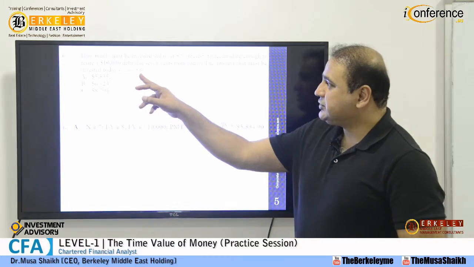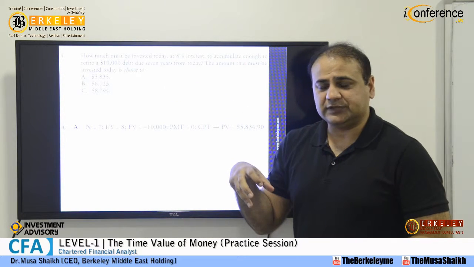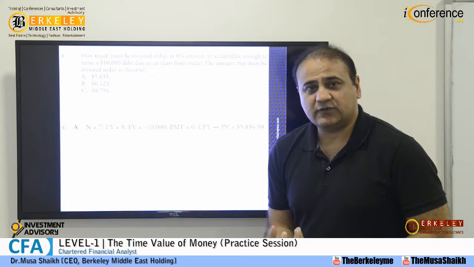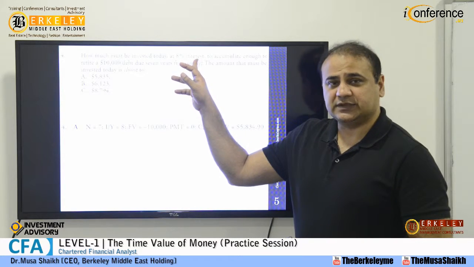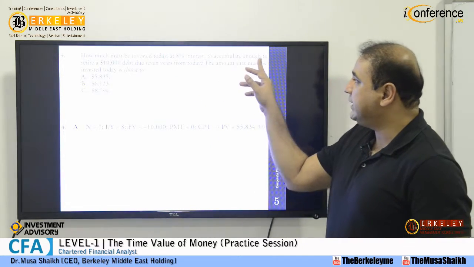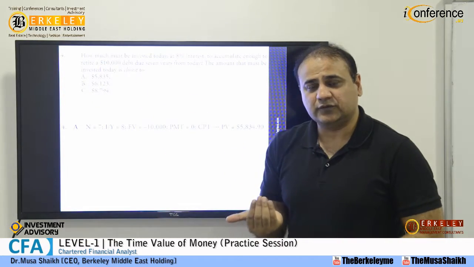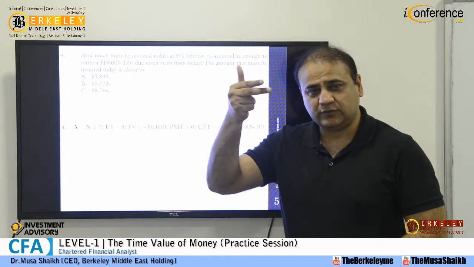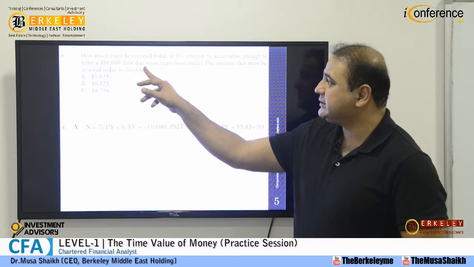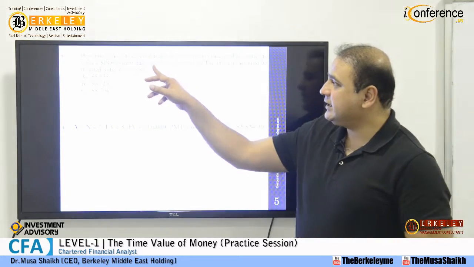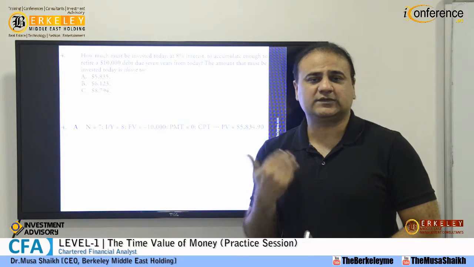Moving forward, how much must be invested today? So it's again, we are going to calculate the present value, how much should be invested today at 8% interest, that is IY, to be accumulated enough to retire a 10,000 debt. So this is your future value, means in future we want to get 10,000. I'll put a minus sign for calculation purposes. Due 7 years, 7 is your N from today. So the amount that must be invested today is closest to what?